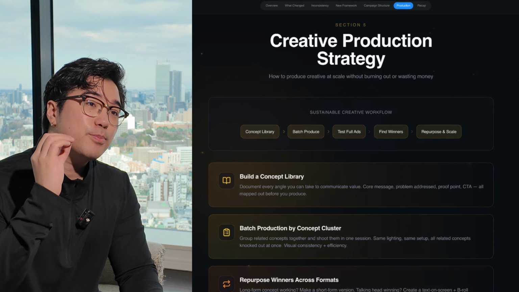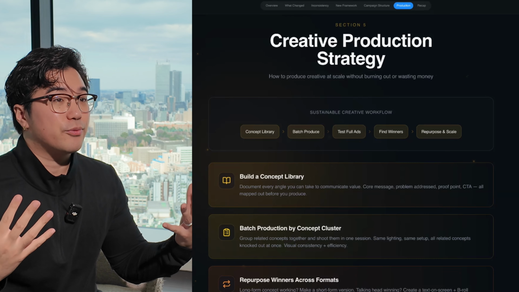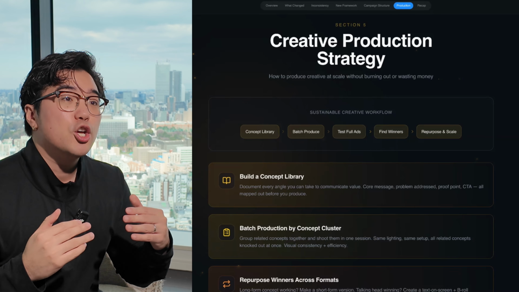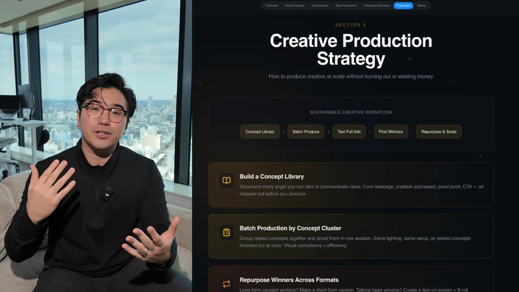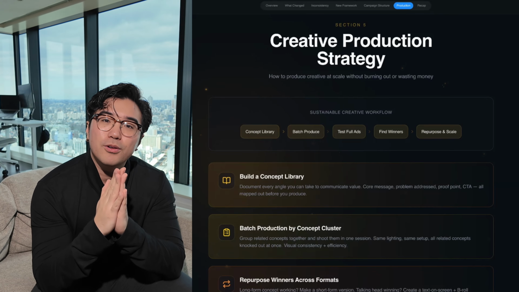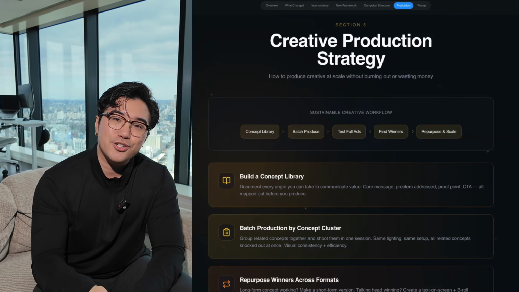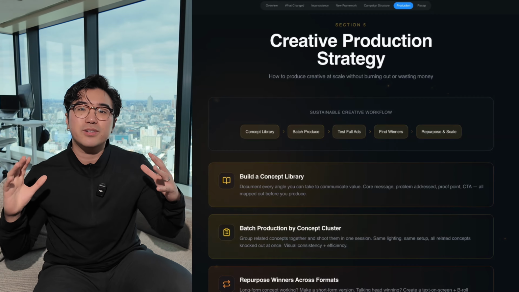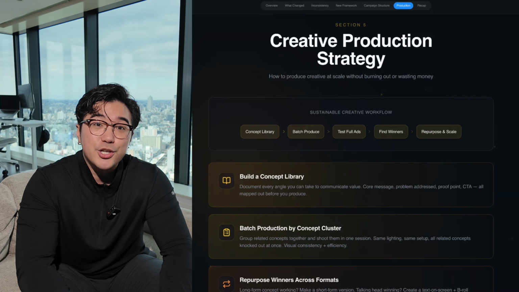Second, batch your production by clustering similar concepts together. If you have 3 concepts that all address different aspects of ad performance, shoot all 3 in the same session. You're already set up with a good lighting, clean background, and the right wardrobe, so knock out all of the related concepts at once. This is way more efficient than setting up separately for each single ad, and ensures visual consistency across your ads, which helps with brand recognition and trust.